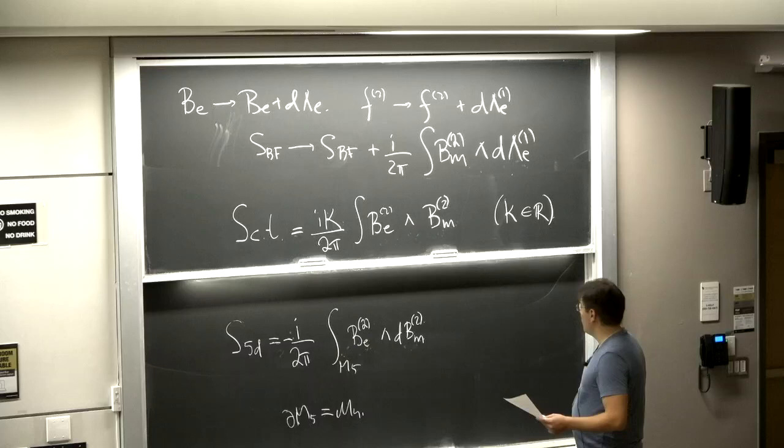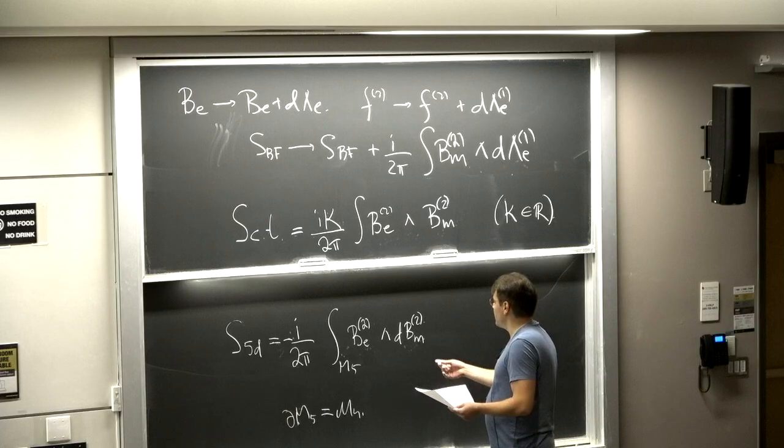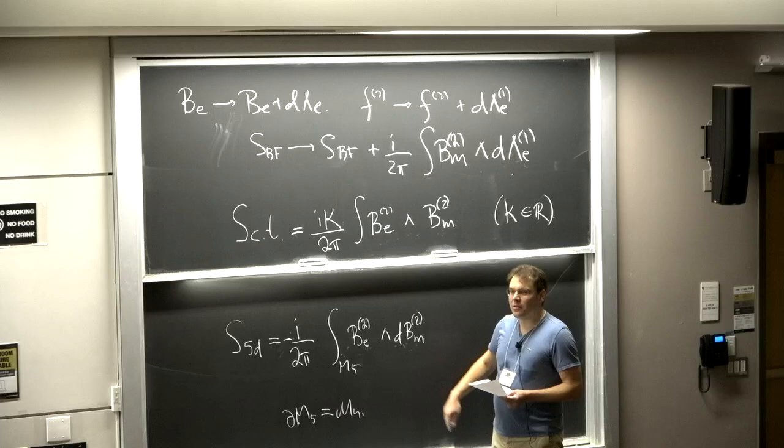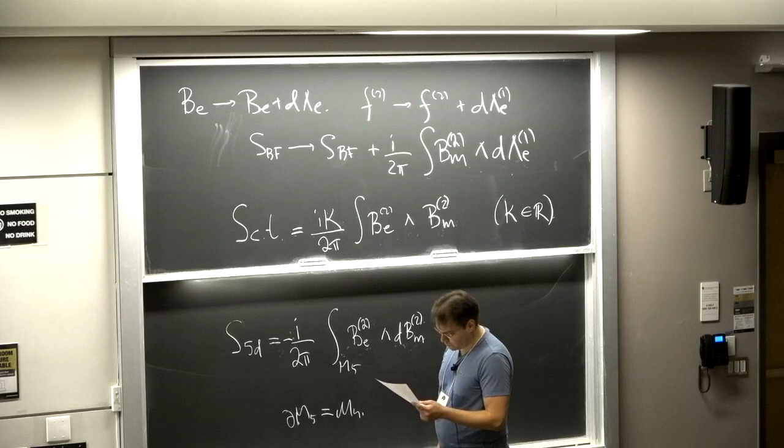Well, I'm just saying something which is tantamount to what I said before: you could try to strip this d off and pull this onto the boundary, but you will not succeed. You'll not be able to pull this onto the boundary in a local way. Okay. Other questions?